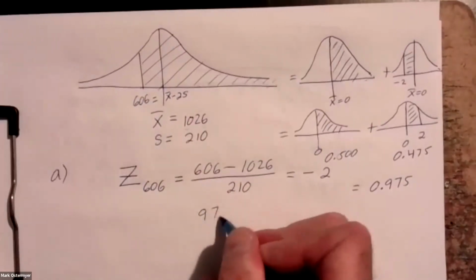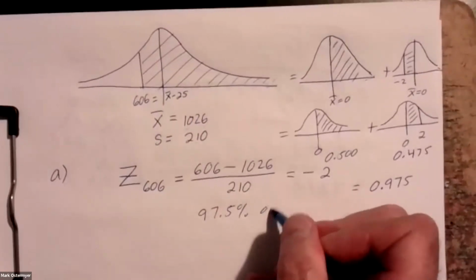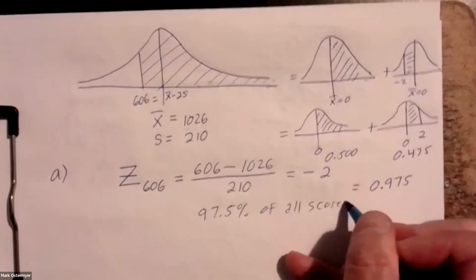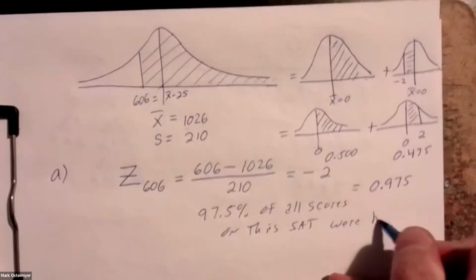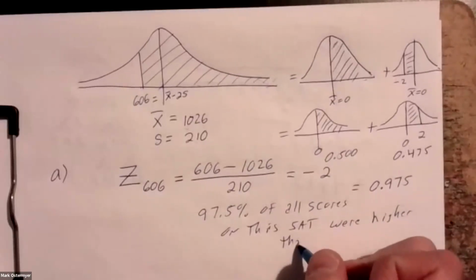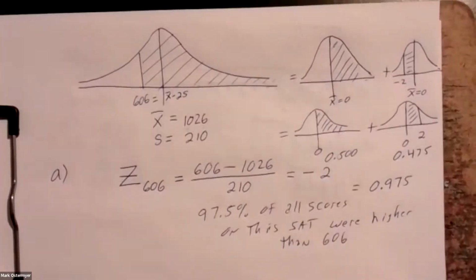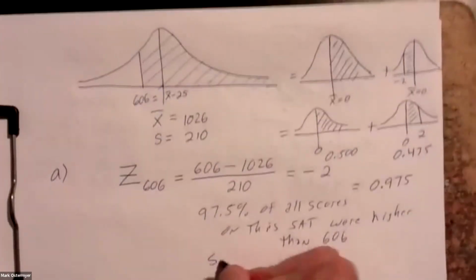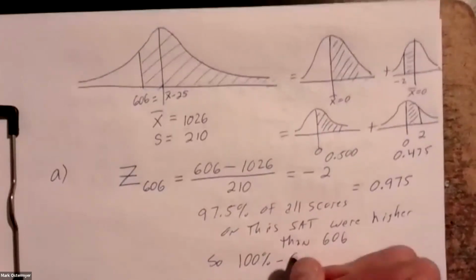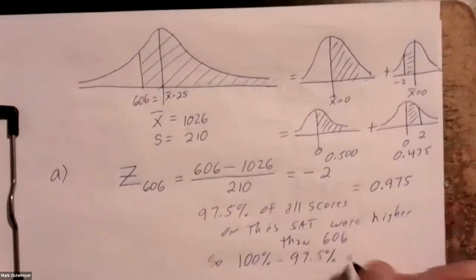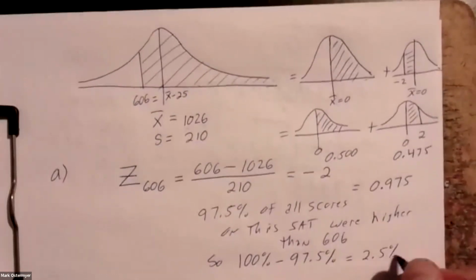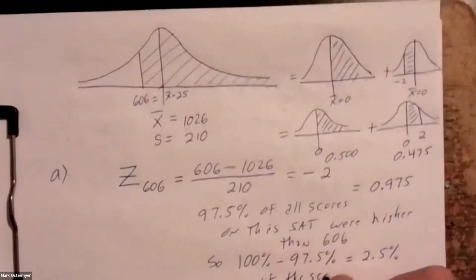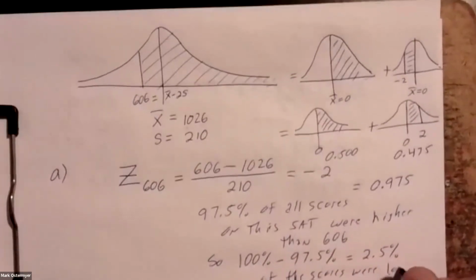Let me write that down. 97.5% of all scores on this SAT were higher than what? 606. So what percent of the scores were lower? So 100% minus 97.5% is what? So 2.5% of the scores were lower.